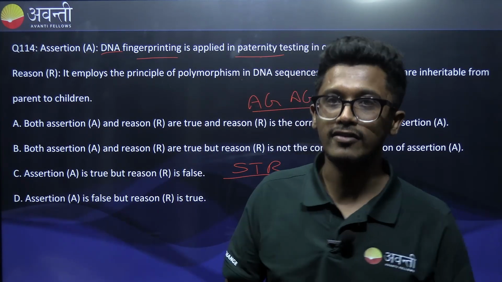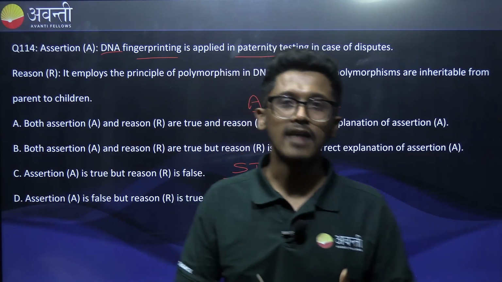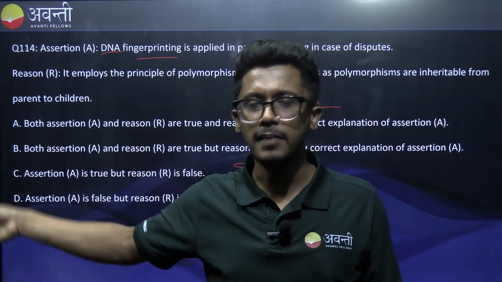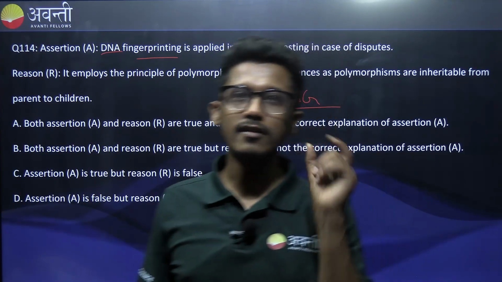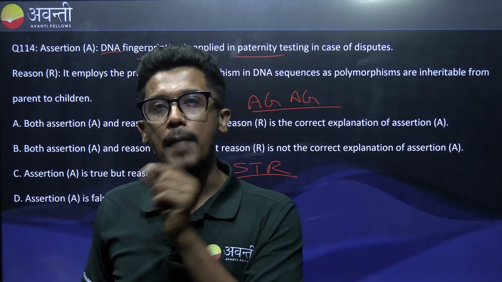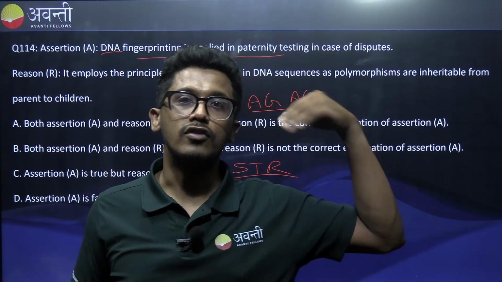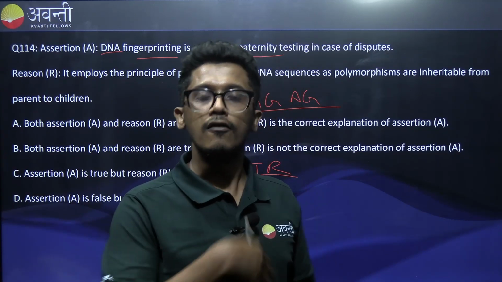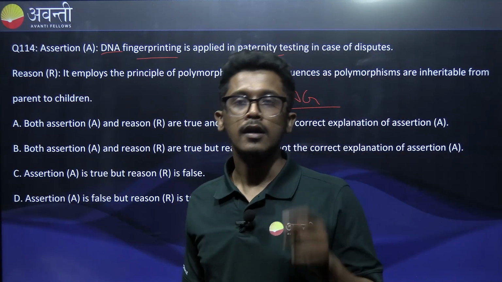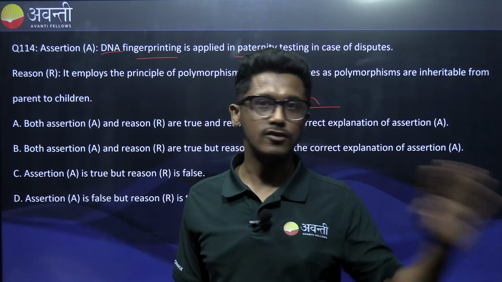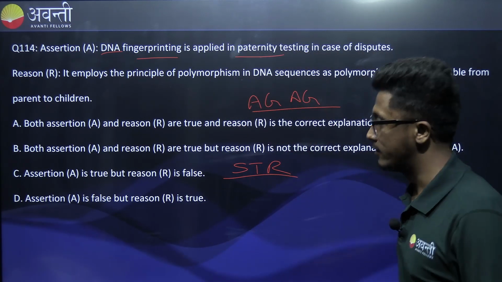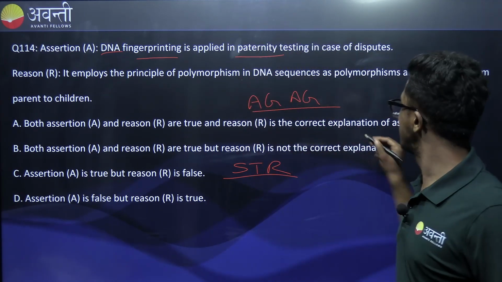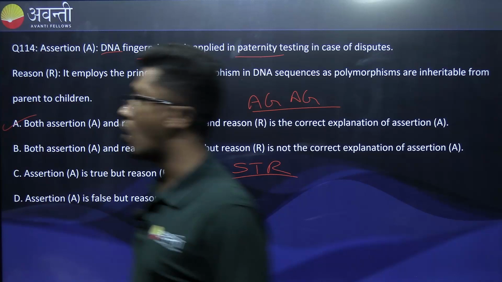So we use polymorphic sequences in the DNA which are present in the minisatellite and microsatellite regions. Basically we refer to them as variable number of tandem repeats or short tandem repeats. These repetitive sequences are used to see how much of these sequences match between father and son. If the sequences match above 45%, then he is the dad. If it is below, then he is not the father. That is how the code decides. So with respect to question number 114, both assertion and reason are true, and the reason is the correct explanation for the assertion. So we go for option A.